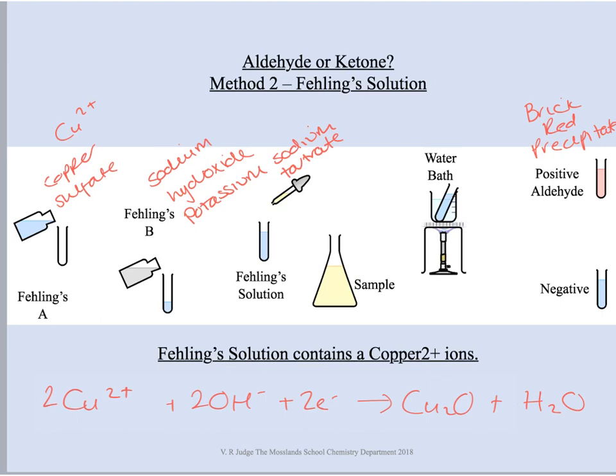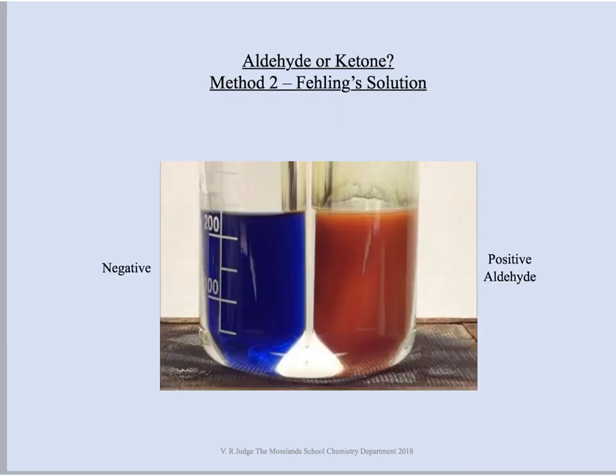And in an exam, just like in an exam question about Tollens' reagent, you would say a silver mirror is formed with an aldehyde, no change with a ketone. In the Fehling's test, you would say a brick red precipitate is formed with an aldehyde, with a ketone there is no change. So here's a photograph just to show you what they really look like.